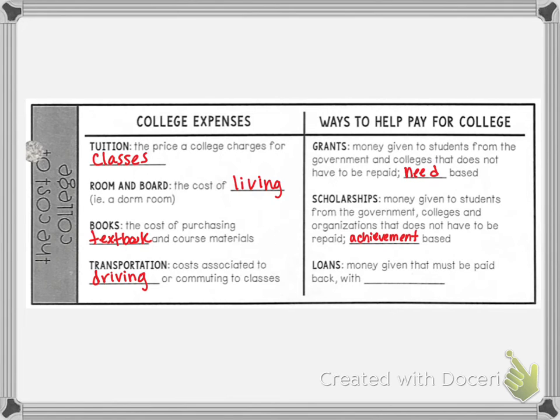And then the last one is loans. That's money that must be paid back with interest. And so that's where the interest comes in, right? All the other grants and scholarships do not have interest because you do not have to pay those back. Loans, however, you do have to pay back, and because you're borrowing money, you're going to have interest owed on that loan.